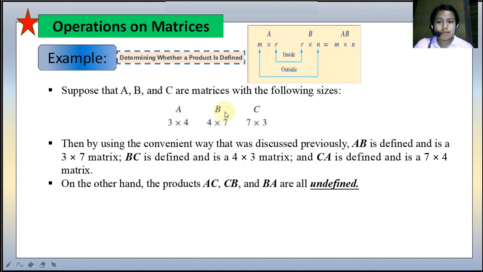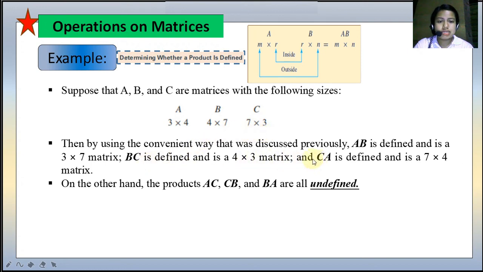So AB, that is 3 by 4, 4 by 7. So 4 is equal to 4. So 3 and 7 will be the size of our matrix AB. Then we have BC is defined. So BC, we have 4 by 7, 7 by 3. 7 is equal to 7, so it is defined. Then 4 by 3 is the size of matrix BC.